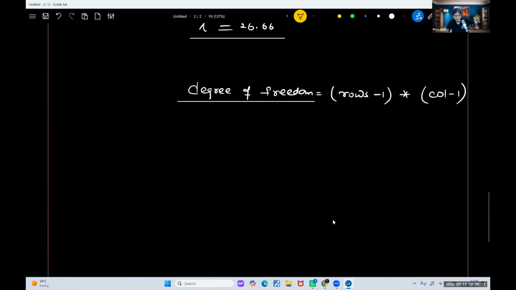We're just focusing on the percentage of weight. We just have the columns. We just have the categories. So that is the reason we will be having the degrees of freedom as 3 minus 1, which will eventually be equal to 2.